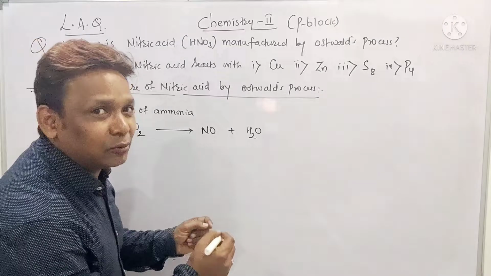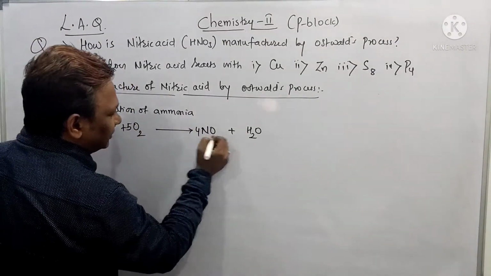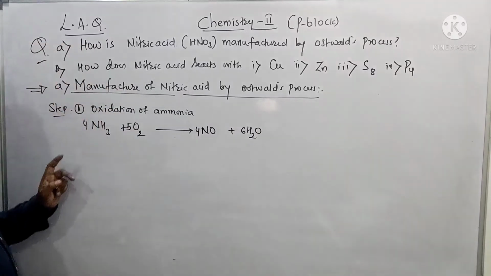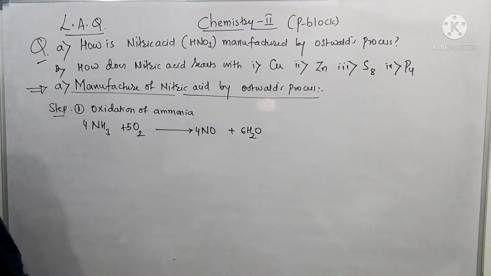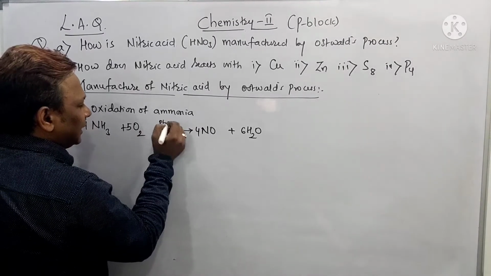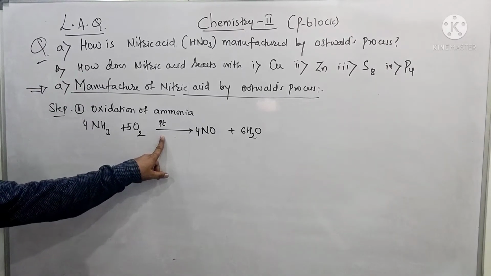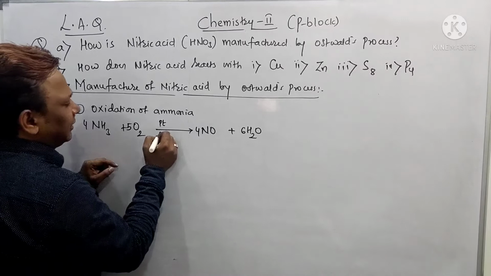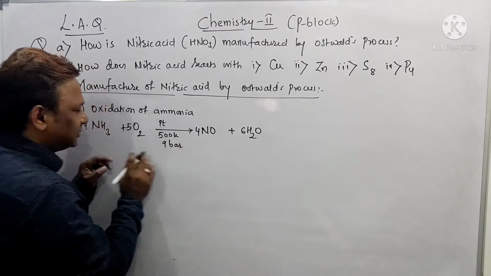I'll tell you a small trick for it. 4, 5, 4, 6: balanced. 4 moles, 5 moles, 4 moles, 6 moles. It is balanced. Is it clear? But we have to use platinum as a catalyst. Pt should be the catalyst. The temperature should be 500 Kelvin, and 9 bar is the pressure. So this is the way.